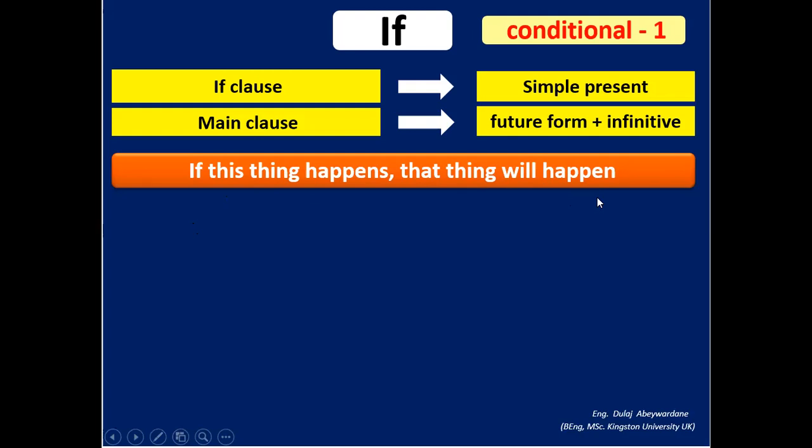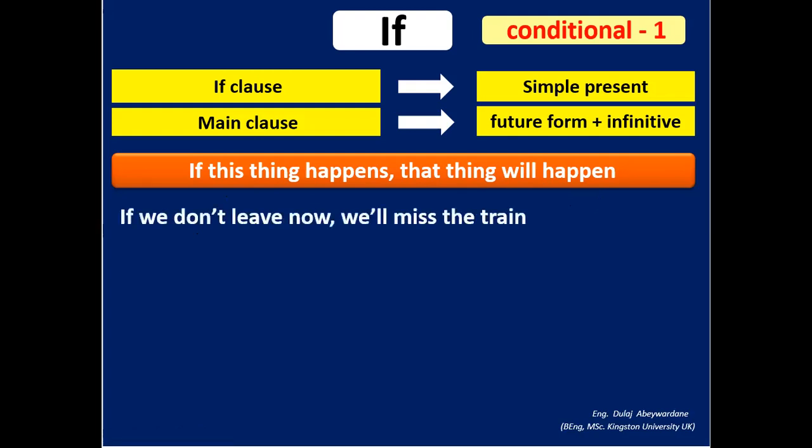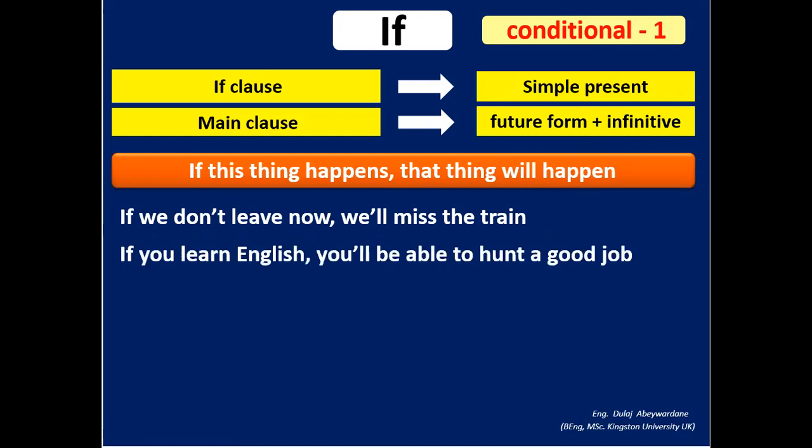Right, let's have a look at some examples. The first: if we don't leave now, we'll miss the train. You can see the if clause is in the present, and the main clause is in a future form with infinitive: we'll miss the bus. Let's move on to the second example. If you learn English, you'll be able to have a good job.